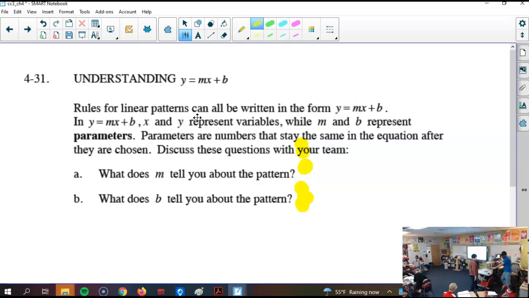Parameter. So thank you. I was waiting for somebody to ask about the syllable pronunciation of this word. This word up here is parameters. When somebody gives you parameters, parameters are numbers that stay the same in the equation after they are chosen. So your parameters are like m and b, right? So our slope stays the same, our y-intercept stays the same, but x and y change as we go, right? As we change x, we change y.